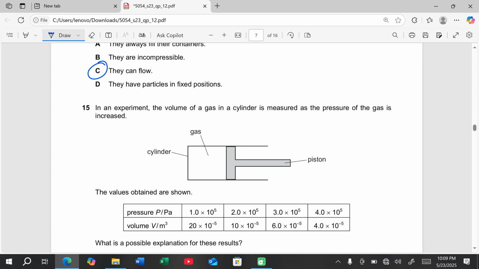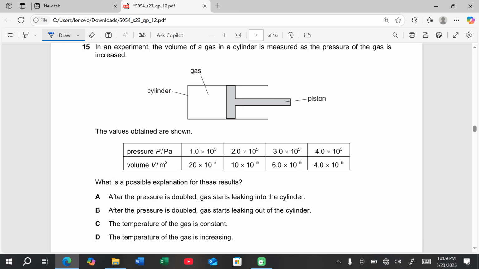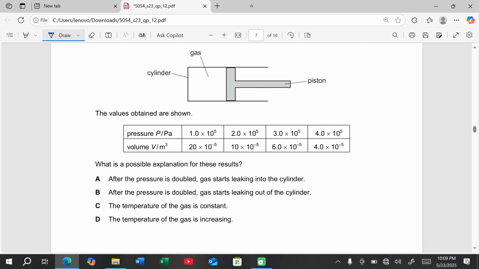In an experiment, the volume of a gas in a cylinder is measured as the pressure of the gas is increased, and here are some values. It says when the pressure is doubled, the volume is halved. Yes, this is right. What is a possible explanation for this? After the pressure is doubled, the gas starts leaking into the cylinder. After the pressure is doubled, the gas starts leaking out of the cylinder.